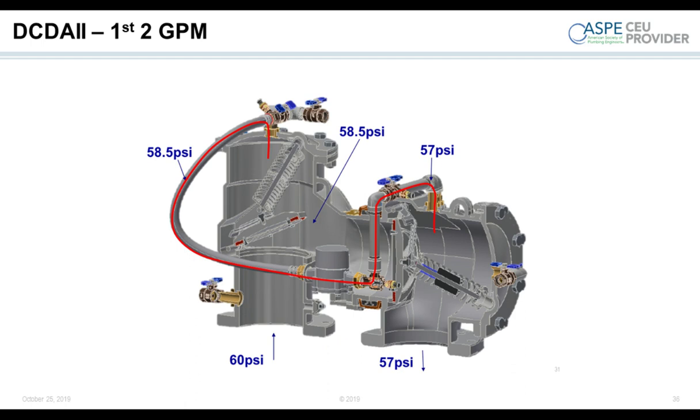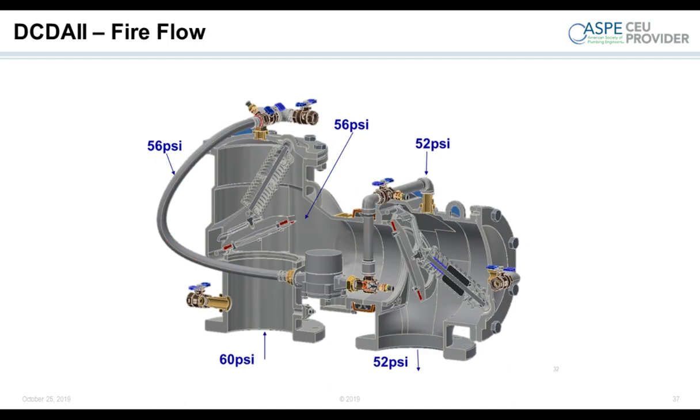All right, so we looked at those. Here's our first 2 gallons a minute. Very similar to your DCDA type 1, except in this case, your first check is opening up, your second check is staying closed, and then that first 2 gallons a minute is going to flow through this single check in the bypass. And then similar to your type 1s, at full flow, both checks are opening up. The majority of the flow is going through the main valve.